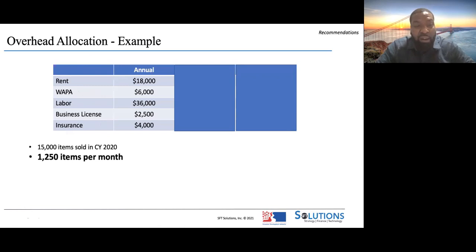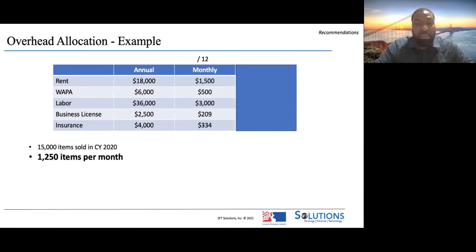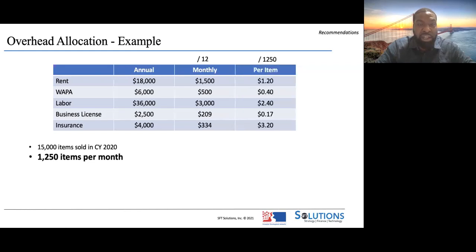And let's say you sell 1,250 items per month, right? So you take that annual number, divide it by 12, you get your monthly expense. You take that monthly number and you divide by 1250. So that's the amount that you would need to tack on to each good to cover each one of those items. Make sense? Pro tip is always round up. Does someone have a question?